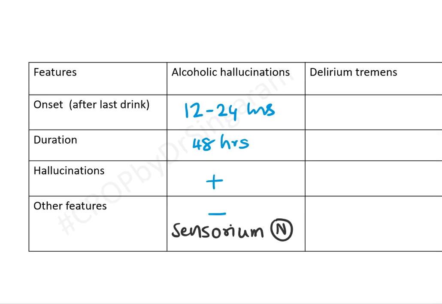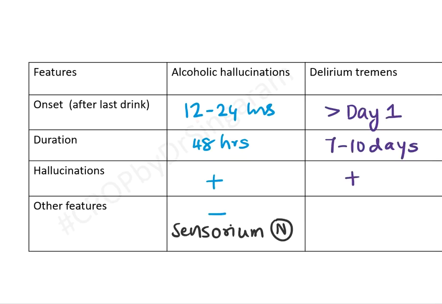Now coming to the delirium tremens. Delirium tremens is something which occurs after day 1, and it is usually peaking around 48 to 72 hours after stopping the last drink. And duration, it can occur for few days, something like 7 to 10 days. Hallucinations again are present. Here you can have any type of hallucination, visual as well as auditory. In fact, some of the books are saying auditory hallucinations are more common in delirium tremens compared to alcoholic hallucination.